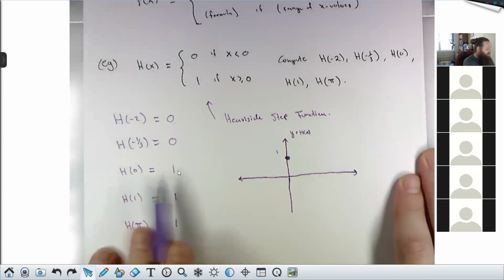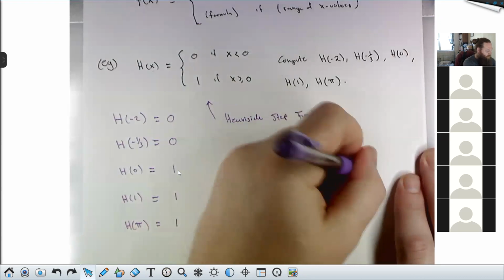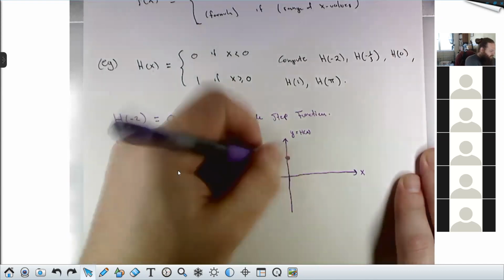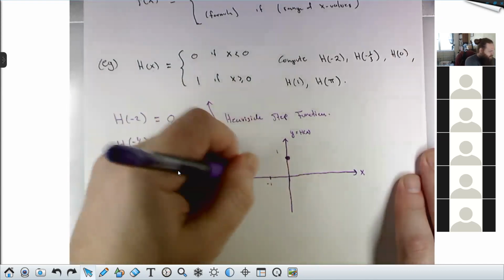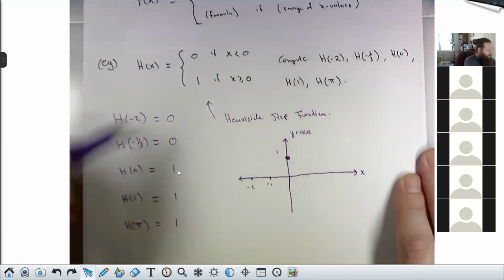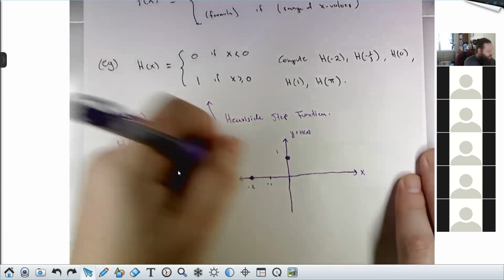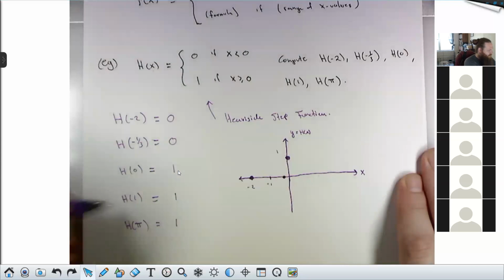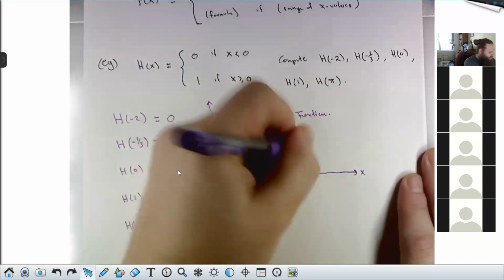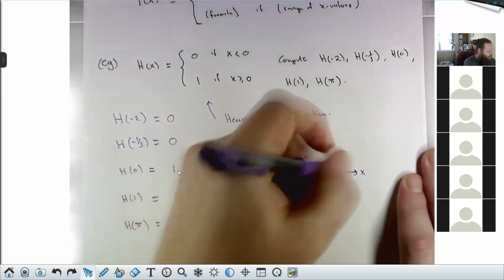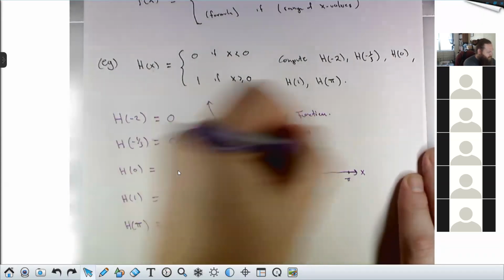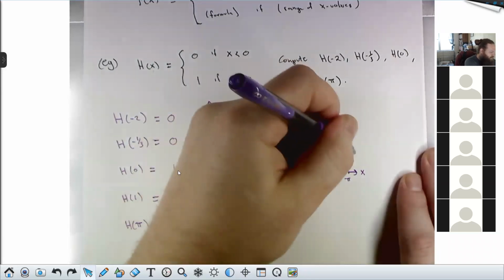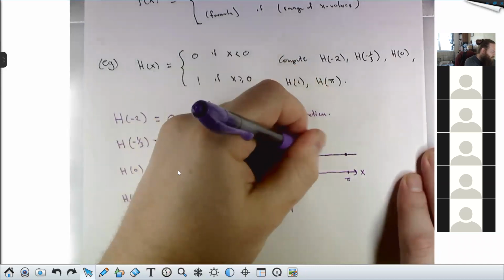The point I just plotted is 0, 1, right? On the x-axis, I went over 0, and then on the y-axis, I went up 1. If -1 is here, -2 is here, and we computed h of -2, we know that's 0. We computed h of -1/3, which would be like right here. We computed h of 1. We saw h of 1 was 1, so that would give me another point up here. Computed h of pi. Pi would be like somewhere over here. So here's a few points that are on the graph of this function, and the whole graph looks like this.